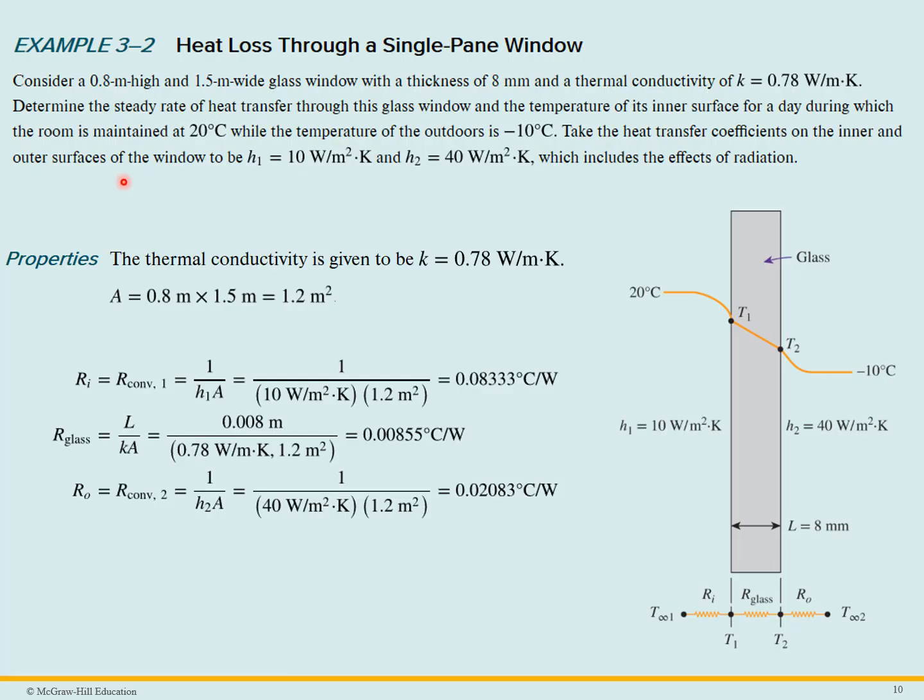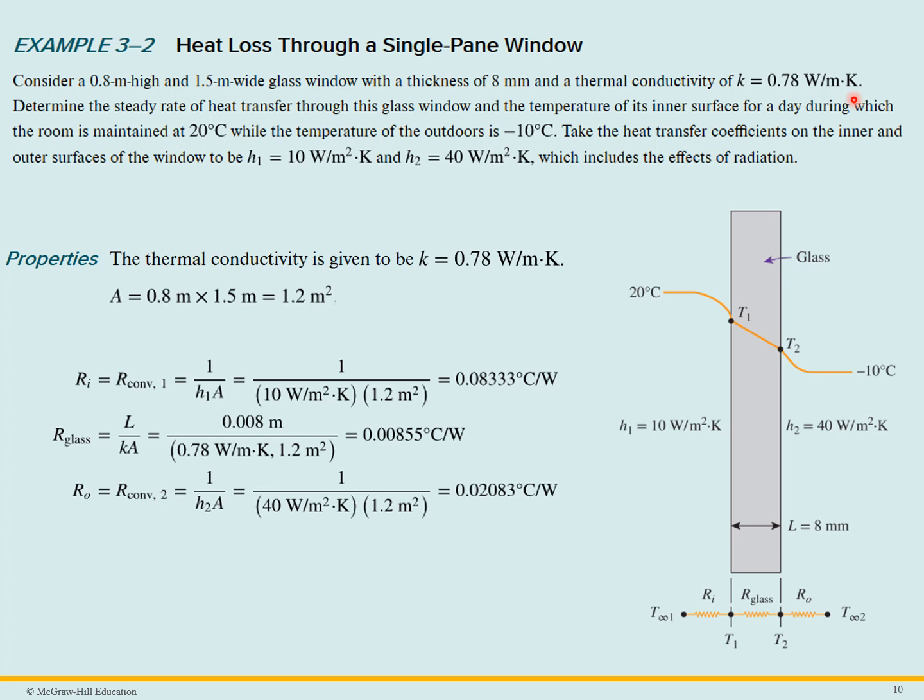So let's take a look at a more challenging example, example 3.2. Here we're going to examine the heat loss through a single window pane. So here we have a window pane that's 0.8 meters high and 1.5 meters wide. The thickness of the window pane itself is 8 millimeters. It has a thermal conductivity of 0.78 watt per meter Kelvin.